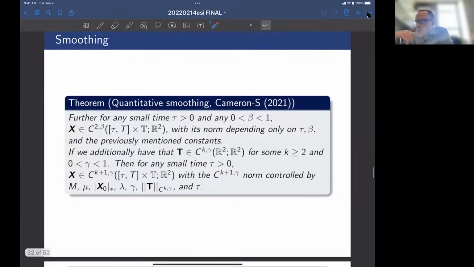And you also have a quantitative smoothing estimate. So for any small time tau, x is in C^{2,beta} over the interval between times tau and T, with its norm depending upon tau, beta, and all the previous parameters. And additionally, if the tension is in C^{k,gamma} for some k and gamma, then for any small time, the solution is in C^{k+1,gamma} with a C^{k+1,gamma} norm controlled by all the previous constants.